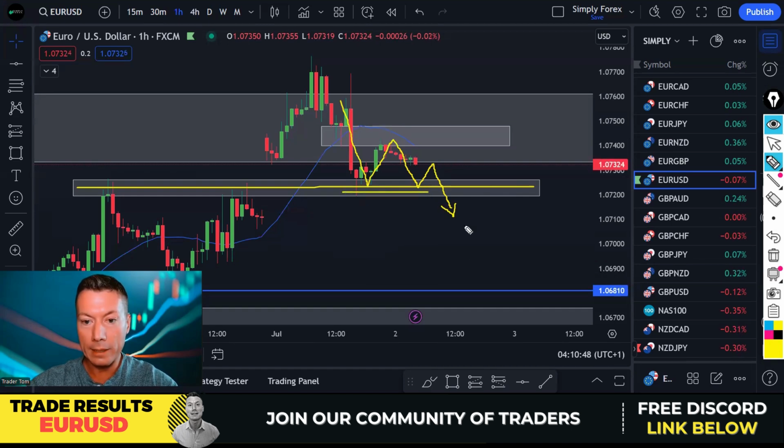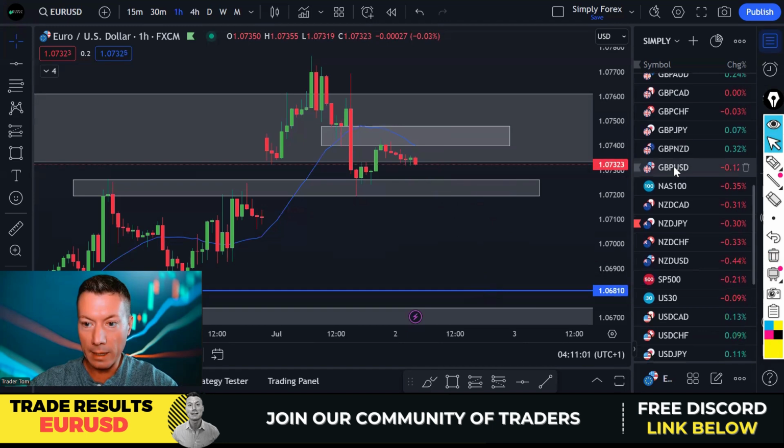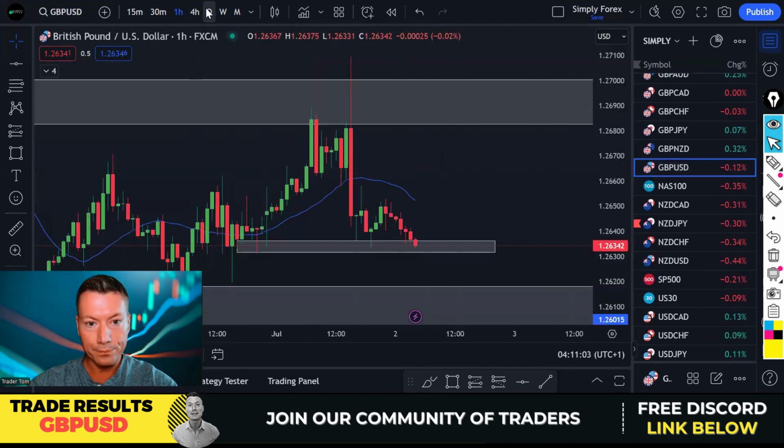So we get a break of this level, we start selling in here, put our stop above the last swing high, take price lower. All right, so euro US dollar, we're looking at that. And like I say, we're also looking at some other US dollar pairs as well.